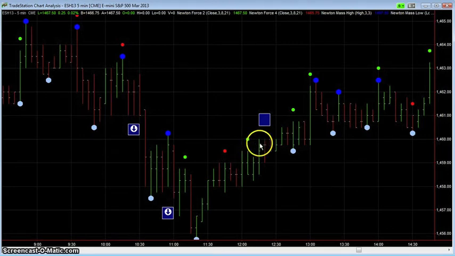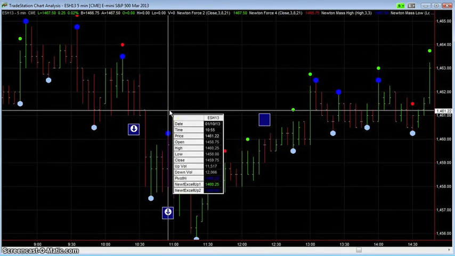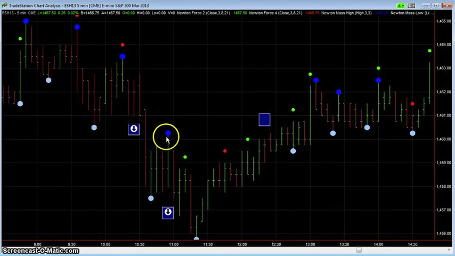Now we have a couple red paint bars which close, so those are not letting us look to get entered into the market at the break of the pivot yet. But the high of our pivot is 1460.25. It was not broken by this red bar. It was tied, I guess, for lack of a better word. And then the next bar closes, does not break it as well, and is green.